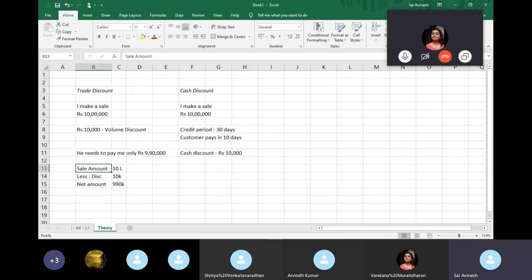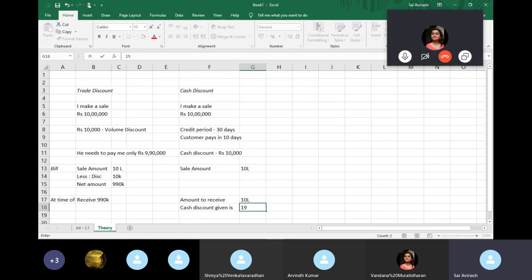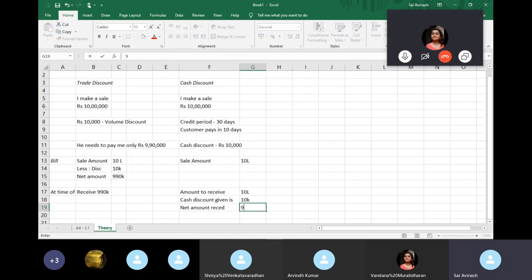So in this case, the bill will still mention the sale amount as 10 lakh. No changes, because I'm not giving a discount when I'm making the sale. At time of payment, I receive 9 lakh 90. So this is how I look at it. Amount to receive is 10 lakh. Cash discount given is 10K, right? Net amount received is 9 lakh 90.